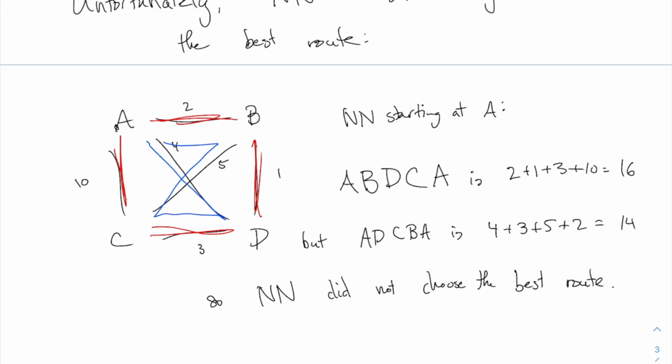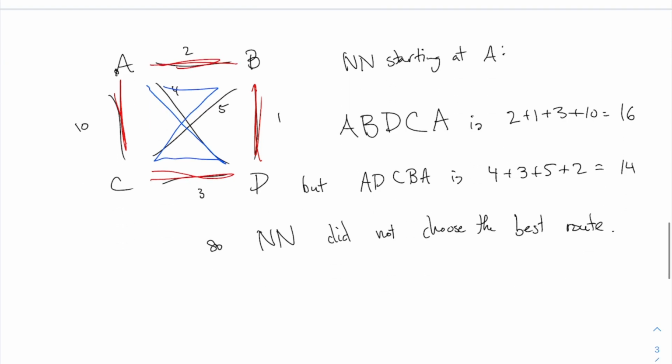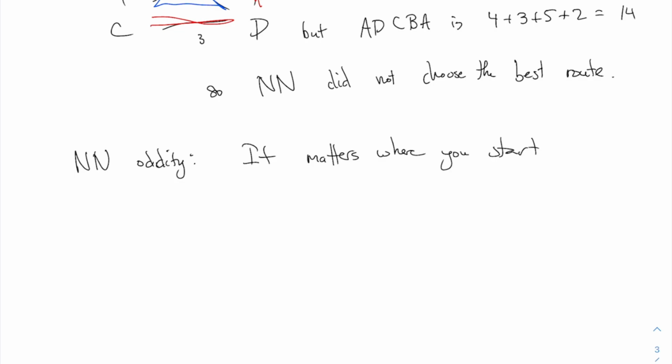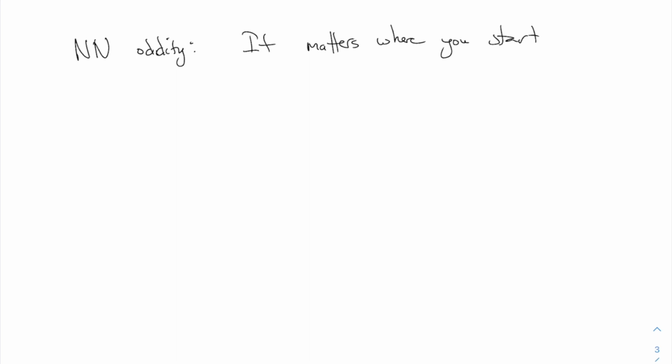I've got one last oddity about the nearest neighbor, and then we'll talk about the other one, the sorted edges. One last nearest neighbor oddity: it matters where you start. Typically on a homework question I would just tell you where to start. But if I leave it up to you, you can choose whatever, but those different choices may affect the result that you get at the end.